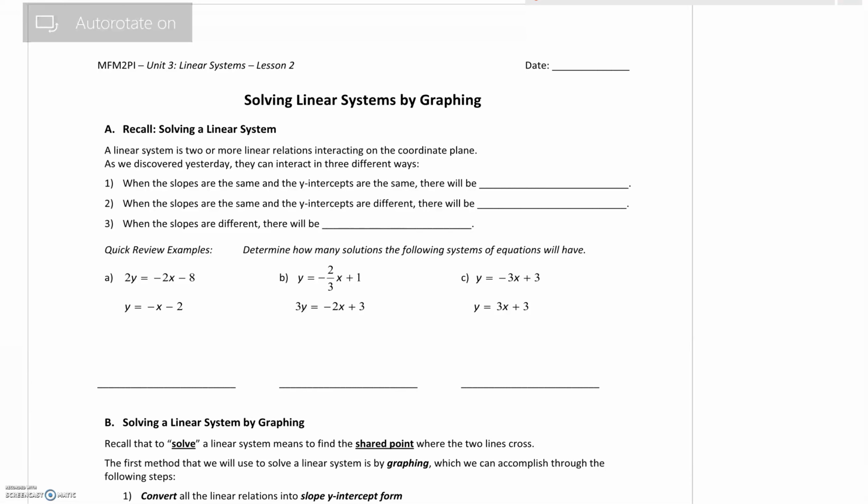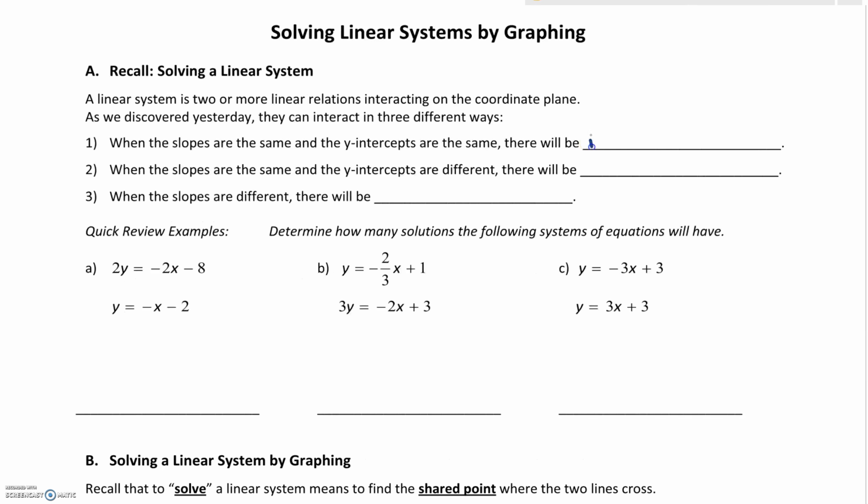Okay, so yesterday you saw solving linear systems by identifying the slopes and using the y-intercepts to determine if there was 1, 0, or infinite solutions. So we're just going to do a quick recall here. When the slopes are the same and the y-intercepts are the same, so when everything is the same, that means there's basically two lines and it's an infinite amount of solutions. So you should just fill that in right here. Infinite solutions.